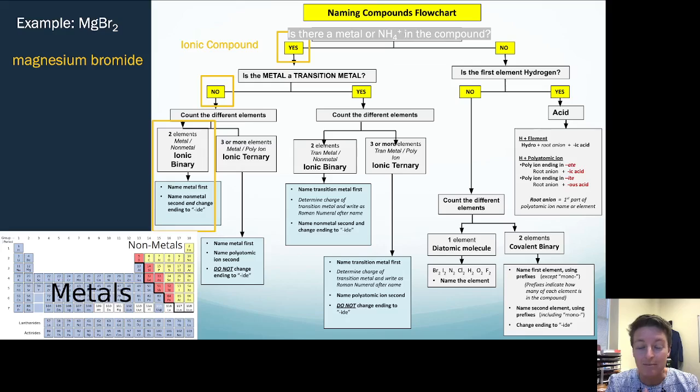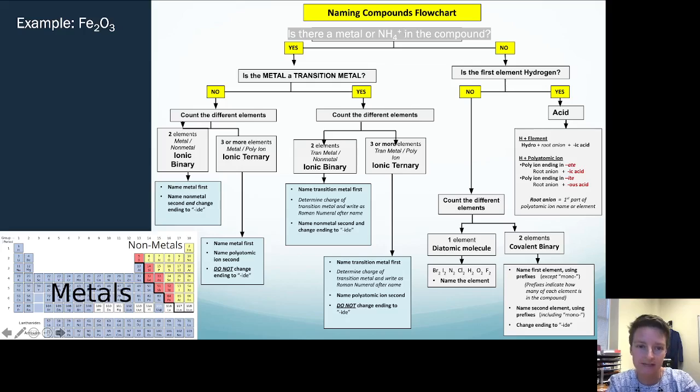That's going to give me the name magnesium bromide, and you'll notice that the difference between my covalent compound naming scheme and my ionic compound naming scheme is that with covalent compounds, I have to include the prefixes to say how many of each element there are, whereas with my ionic compounds, I just need to give the names and change the suffix of the second element to "ide."